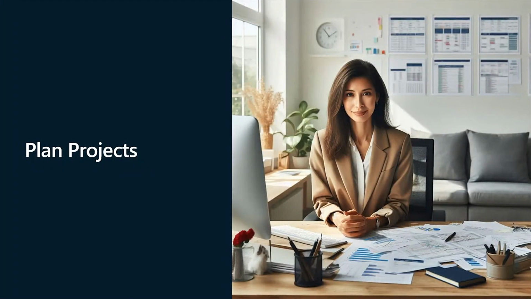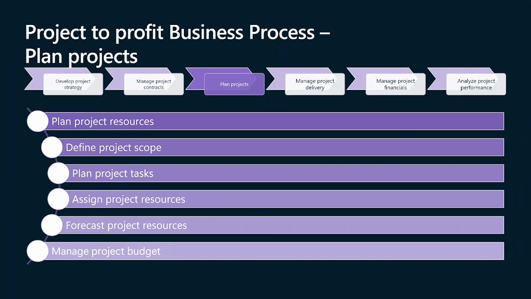Next business process area is plan projects. So this business process area involves laying the foundational plan for successful project execution. It includes resource planning, scope definition, task planning, etc. If you see plan project resources, the first L3, we begin by identifying the skill sets and availability needed to deliver the project, following the project contract sign-offs, whether it is consultants, developers, field engineer. Getting the right people lined up is crucial.